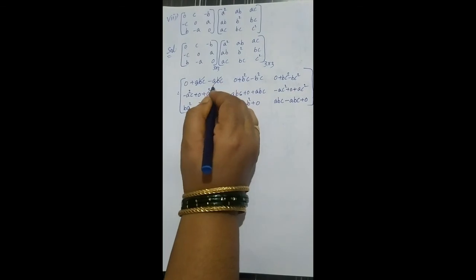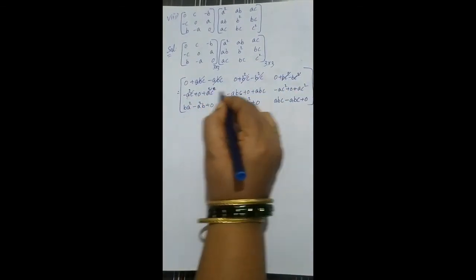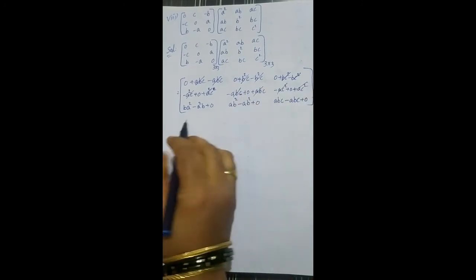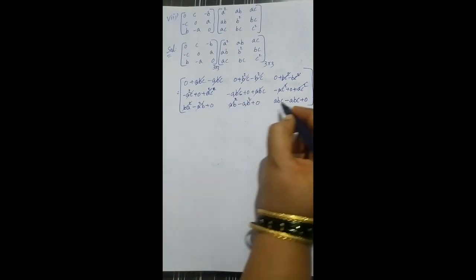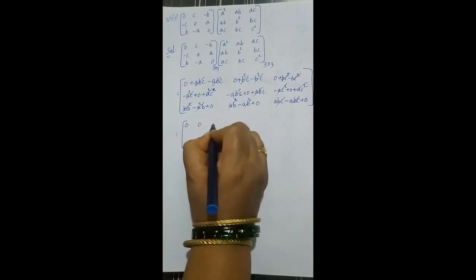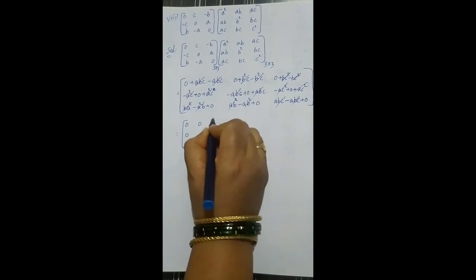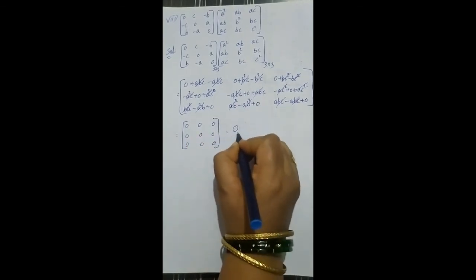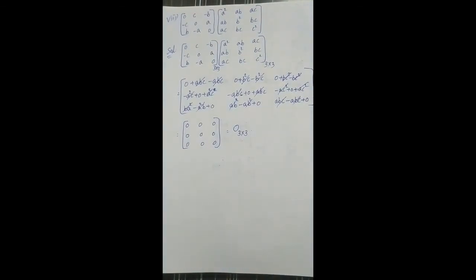Here plus ABC minus ABC get cancelled. See, all terms are cancelled. Here BA square and A square B are equal, so that also cancels. That is equal to, all elements would be 0. Then that is the null matrix O of order 3 by 3. This is the first section, first problem, all sub-problems solution.